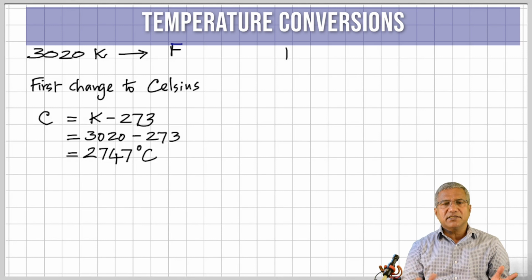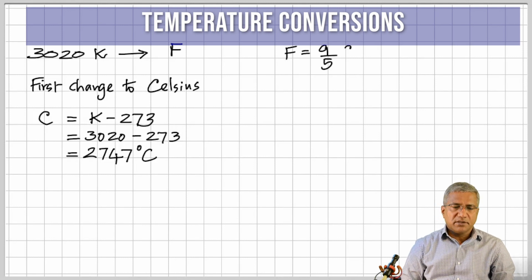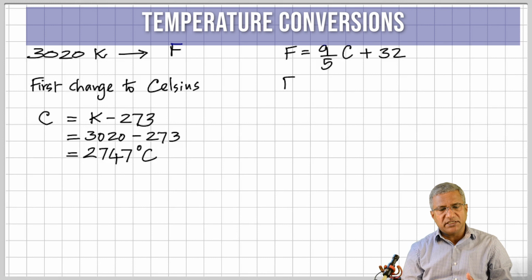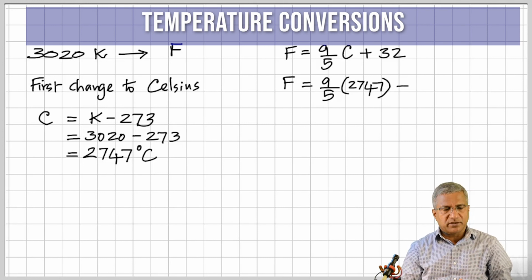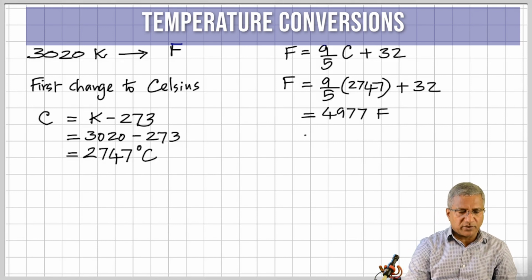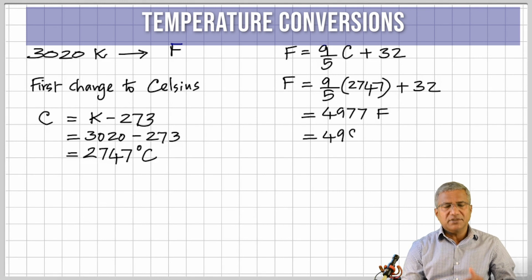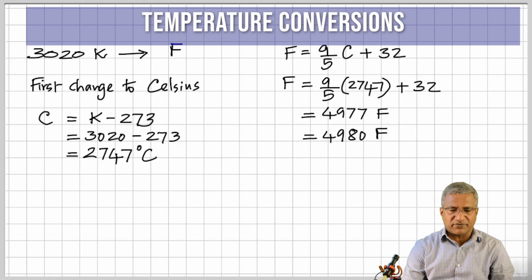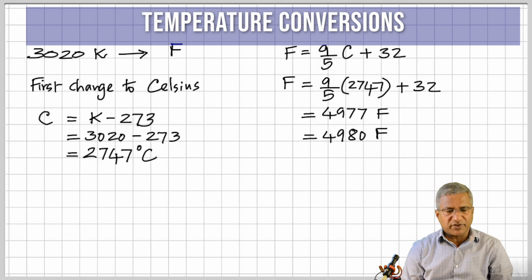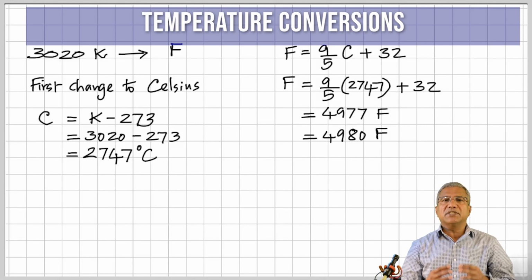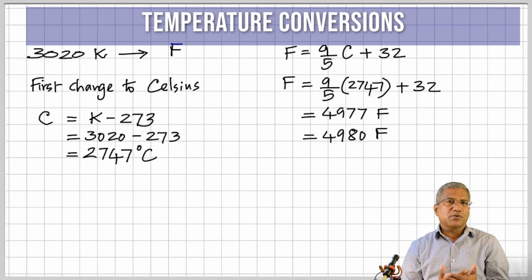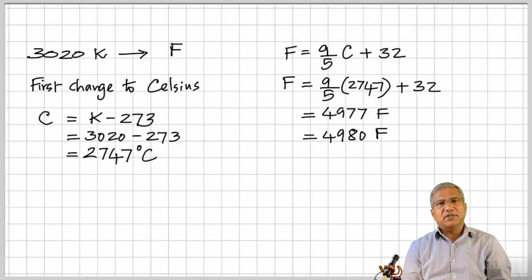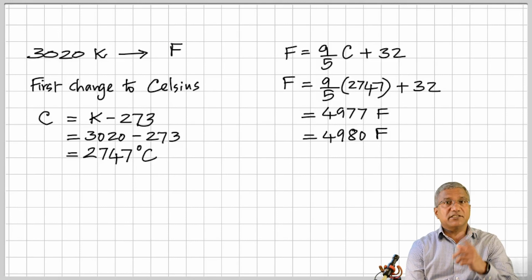Once you get it in Celsius, you use the formula where F is 9 by 5 C plus 32. So 9 by 5 multiplied by 2747, and then add 32. That will give you 4977 Fahrenheit. Considering significant figures, you get 4,980 Fahrenheit. So that's how you do this question. That's one question from WebAssign, which makes it easy for you.